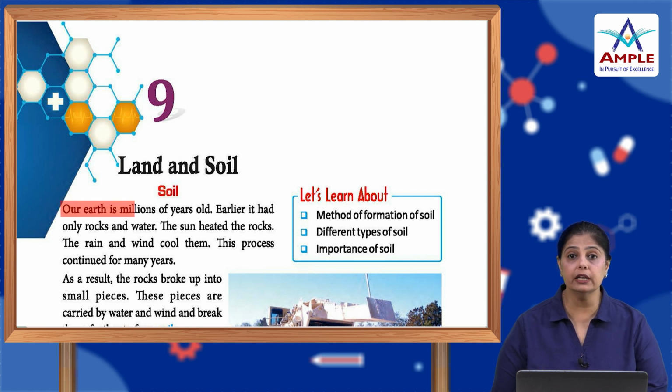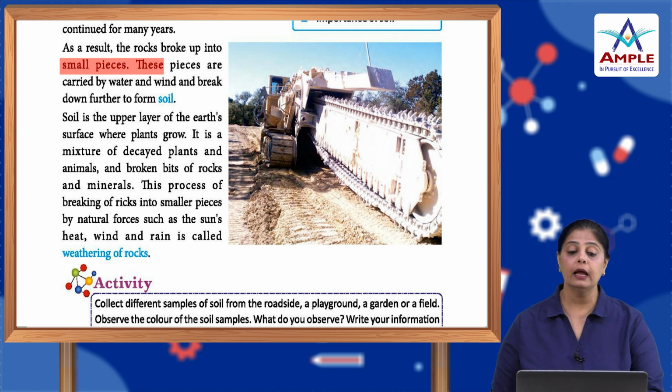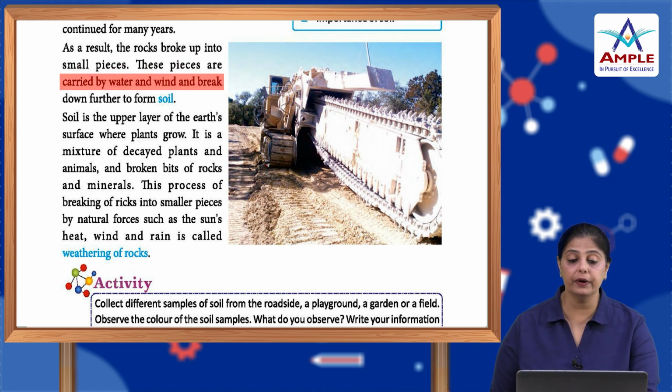Our earth is millions of years old. Earlier, it had only rocks and water. The sun heated the rocks, the rain and wind cooled them, and this process continued for many years. As a result, the rocks started breaking down into small pieces. These pieces are carried by water and wind and break down further to form soil.